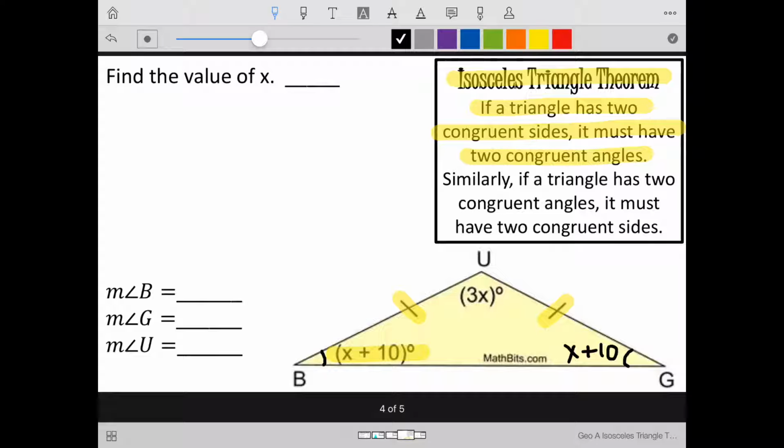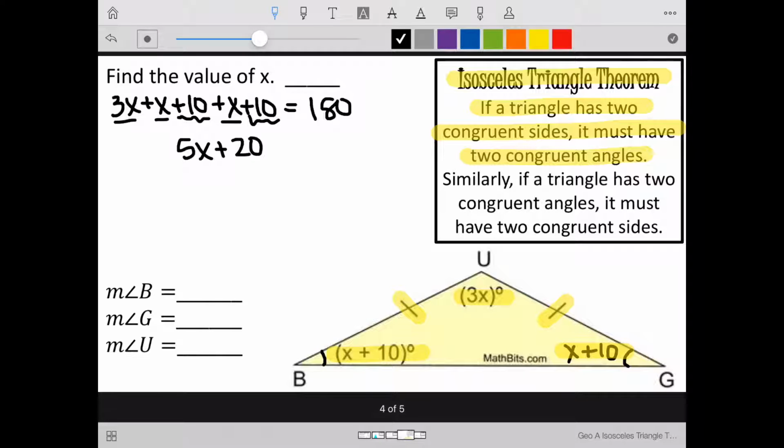So now let's actually find the value of x. Well, I have three angles in my triangle. Because of the triangle sum theorem, I know that all three angles added together need to add up to 180. So I can make a fairly large equation here, adding all three angles together and making it equal 180. Now let's solve this equation. 3 plus 1 makes 5x. 10 plus 10 makes 20. And it still equals 180.